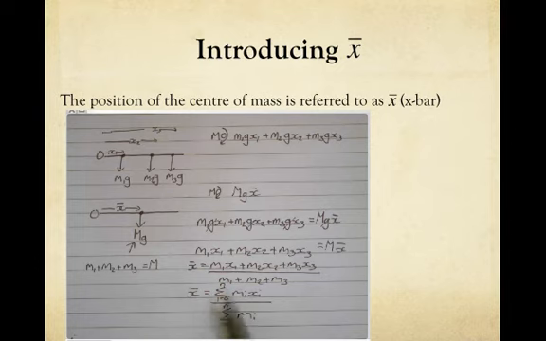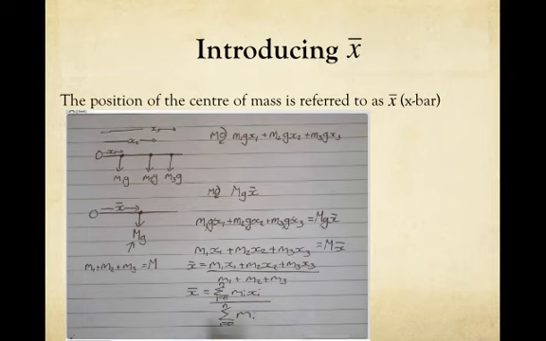If you can't remember what the sigma means, it's just the sum of, so the sum of the mass times the distance of each particle from a fixed point divided by the sum of the masses of each particle, and that will give you the location of your centre of mass.